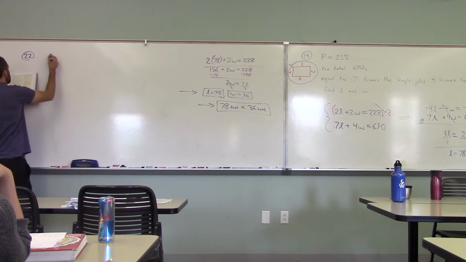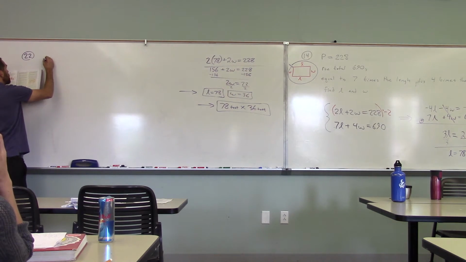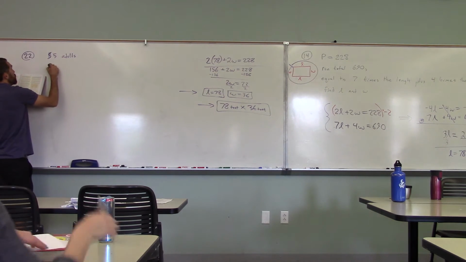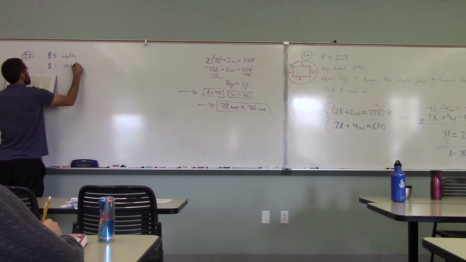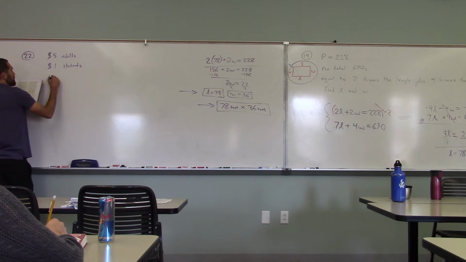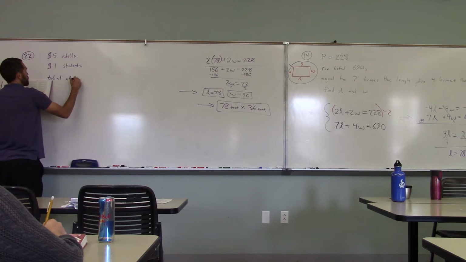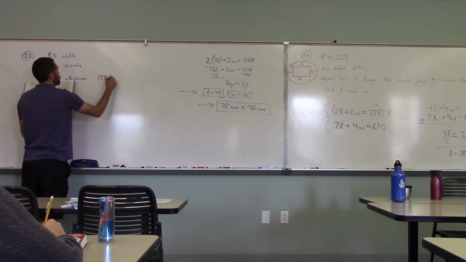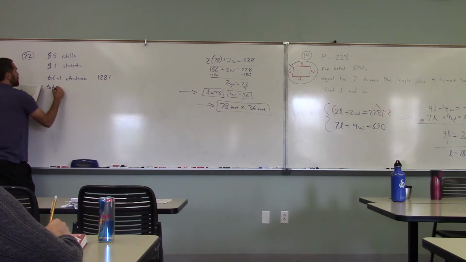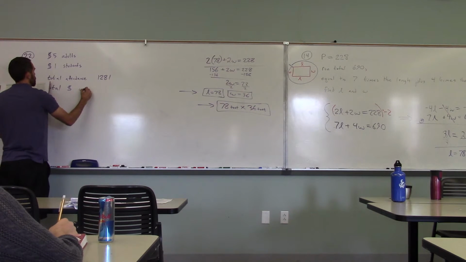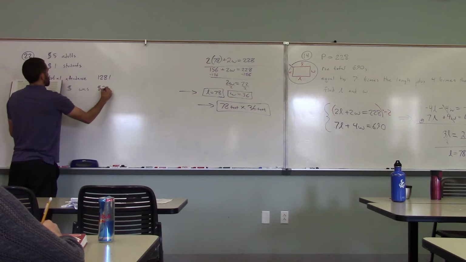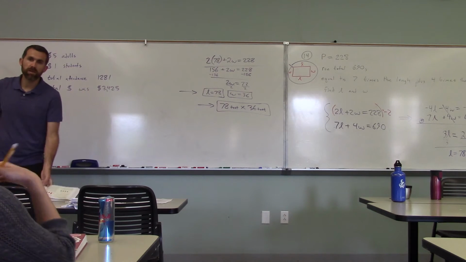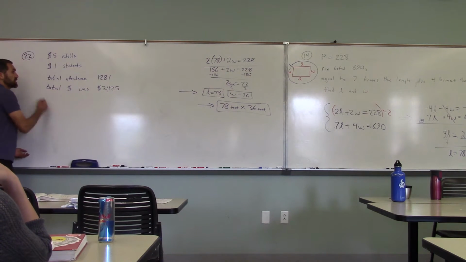Okay, it's some special event for a minor league baseball game. It cost $5 for adults. It cost $1 for students. Okay, total attendance was 1,281, and total dollar amount was $3,425. Okay, really common type of problem. Let's turn this into a system of equations.